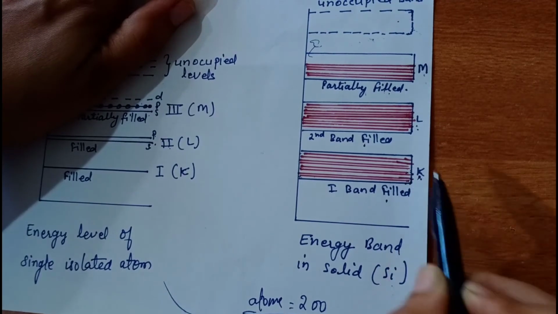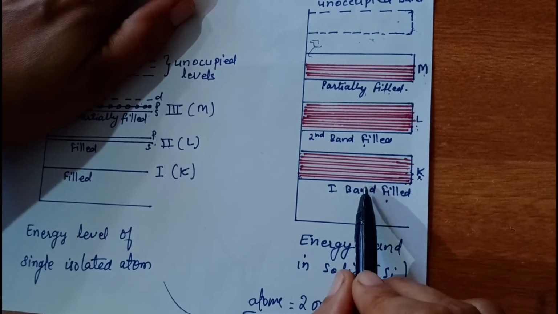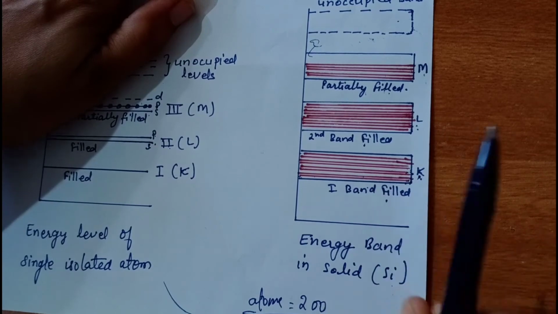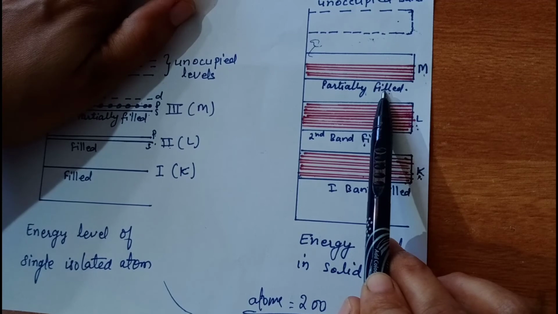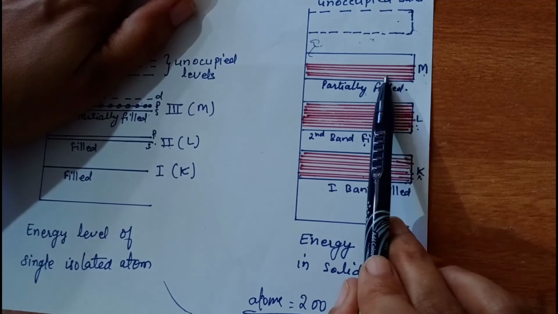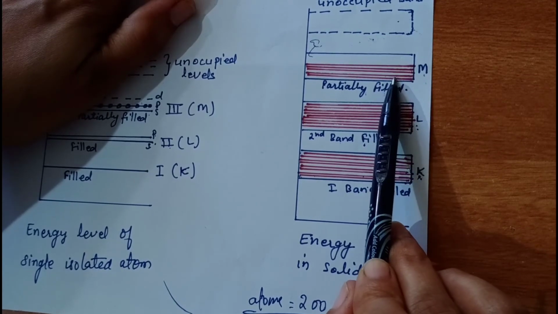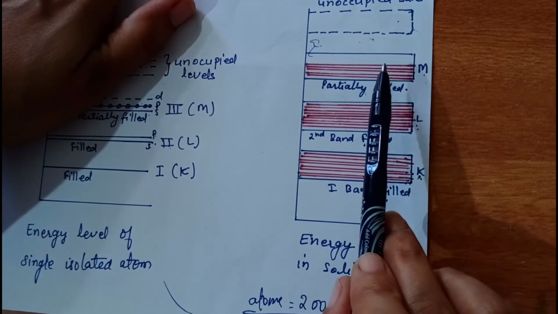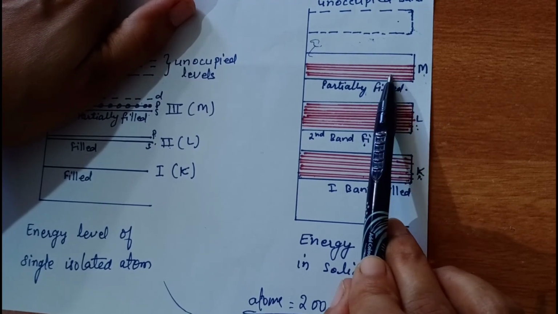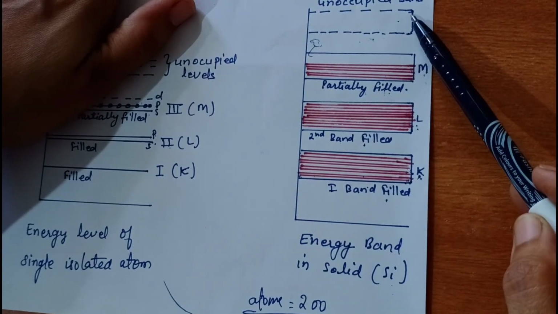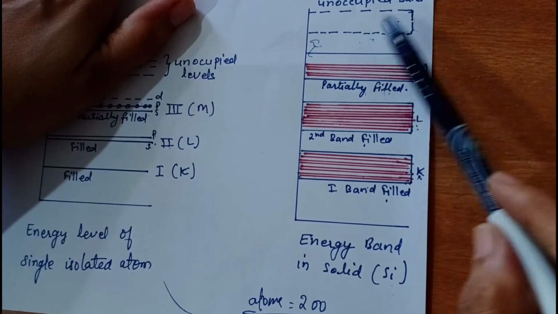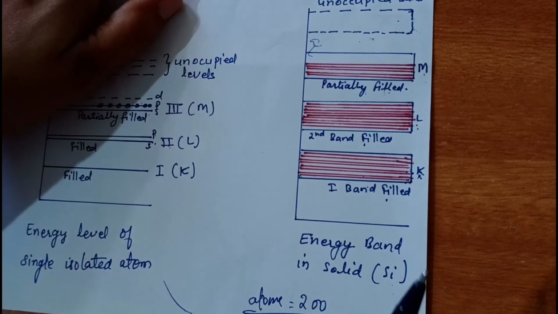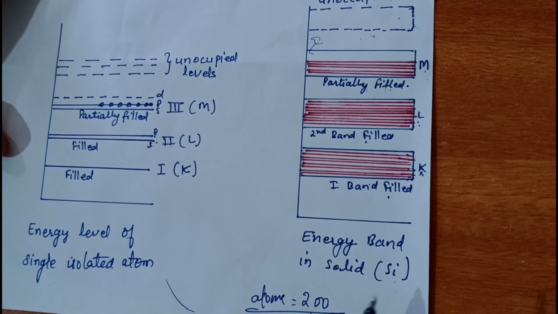So we represent these by bands. This is the first band. This is also completely filled, and this is the second band. This is also completely filled, but the third band is partially filled because it can contain 18 electrons, but in this case of silicon it has only 4 electrons. So this is partially filled, and above this are unoccupied bands, meaning these bands do not have any electrons. So these are the atomic energy levels of solids.